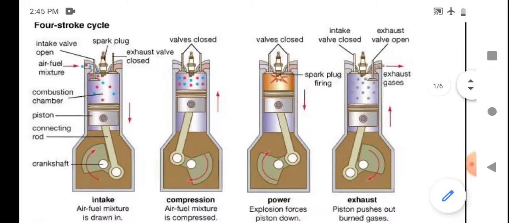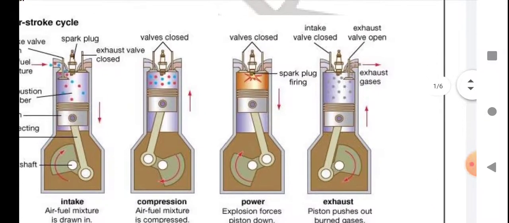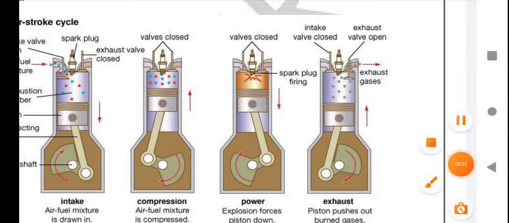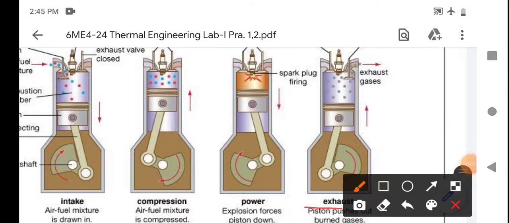After this, the last stroke is the exhaust stroke. In the exhaust stroke, the piston moves in the upward direction, and the exhaust valve is open. Now the open exhaust valve gives an exhausting way to the burnt gases. That is how the SI, spark ignition or petrol engine works.